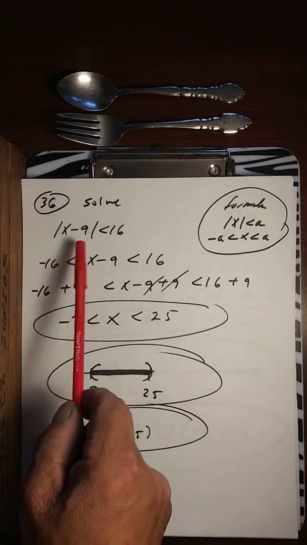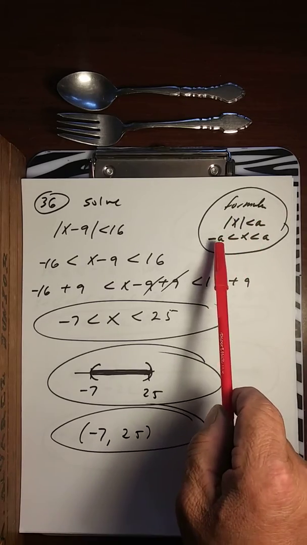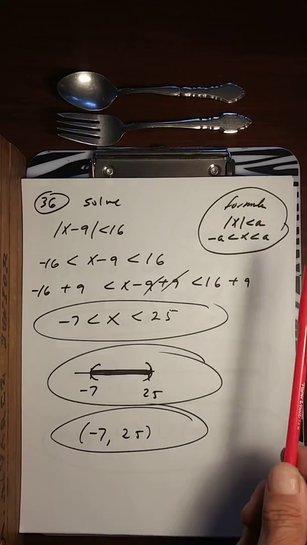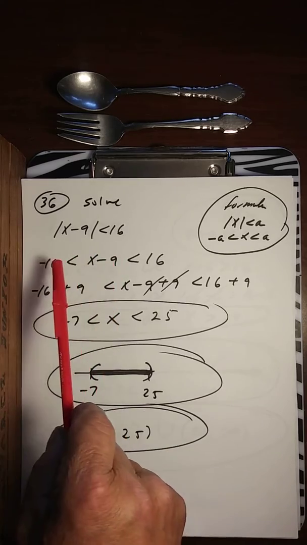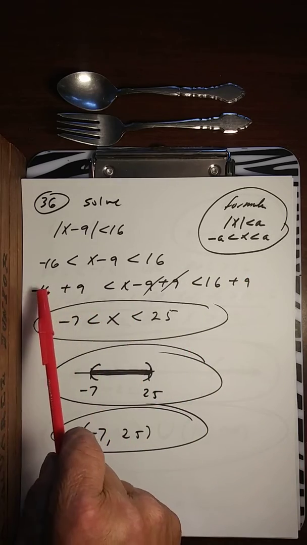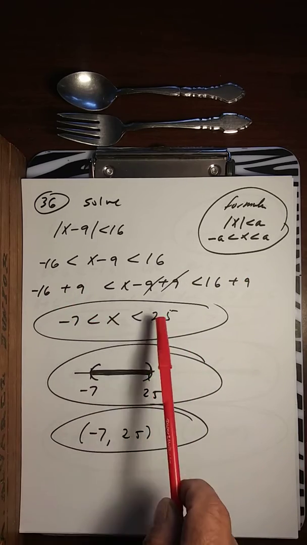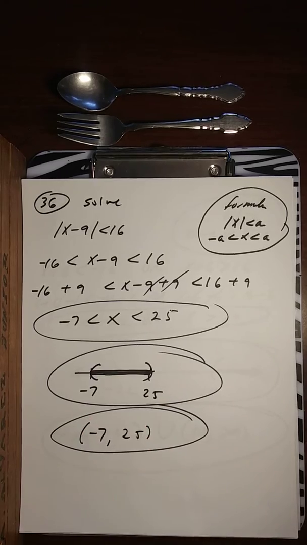Absolute value of x minus 9 less than 16. There's a formula right here. Absolute value of x less than a means it's between negative a and positive a. So we'll set it up: x minus 9 between negative 16 and positive 16. So add 9, add 9, add 9. This is going to give you negative 7 less than x less than 25. That's it. Don't include the numbers negative 7 and 25.